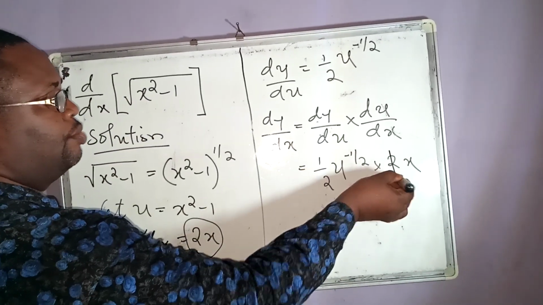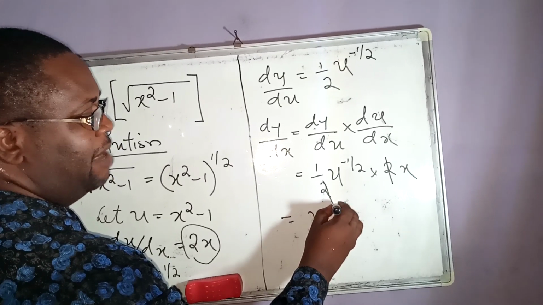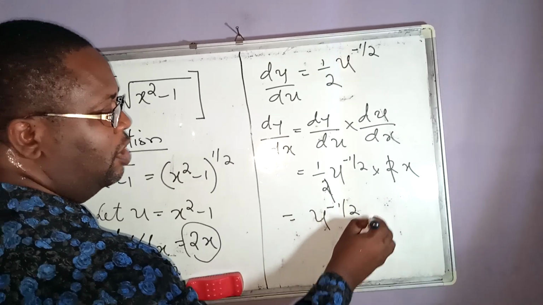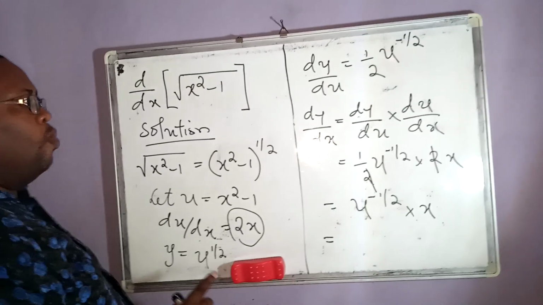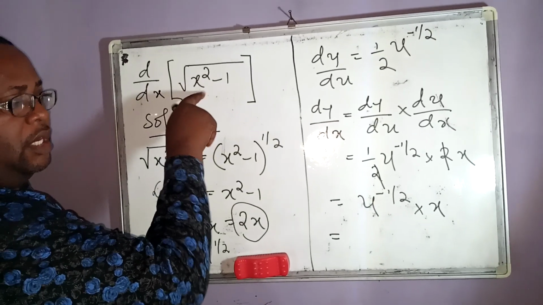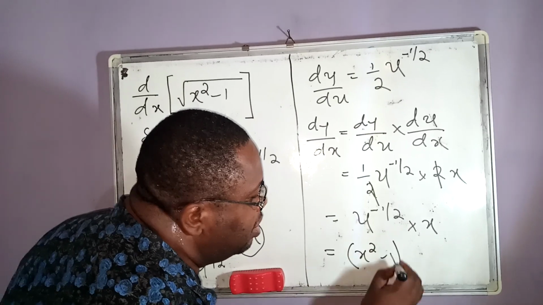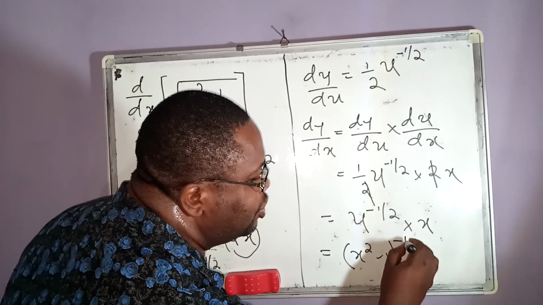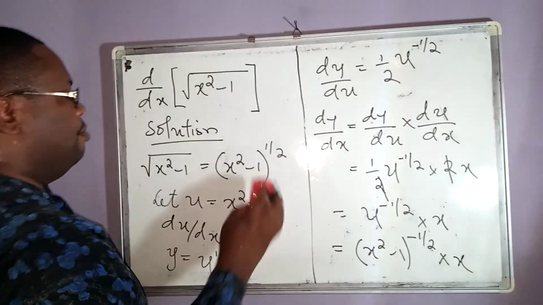Notice that this 2 cancels this 2. So at the end of the day, I simply have u to the minus 1 over 2 multiplied by x. And what is my u? u was taken to be x squared minus 1. So this becomes x squared minus 1, all raised to the power minus 1 over 2, multiplied by this x. Beautiful.